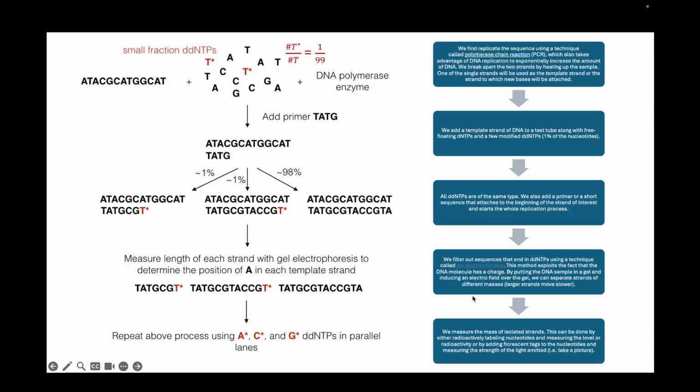After this, as I said, you measure the mass of the isolated strand. This can be done using radioactive labeled nucleotides and measuring the level of radioactivity. If you use a modified radioactive ddNTP or dNTP, you can measure the amount of radioactivity coming from that strand, and according to that, you can see what nucleotide is present at what position in your original strand. Or you can add fluorescent tags to the nucleotides and measure the strength of the light emitted.